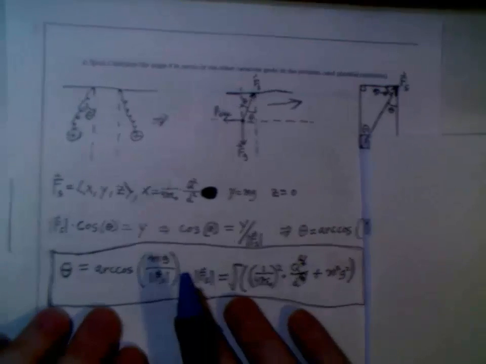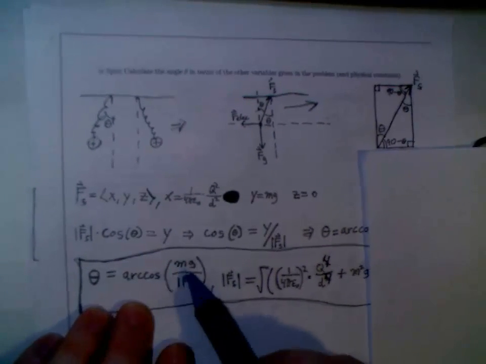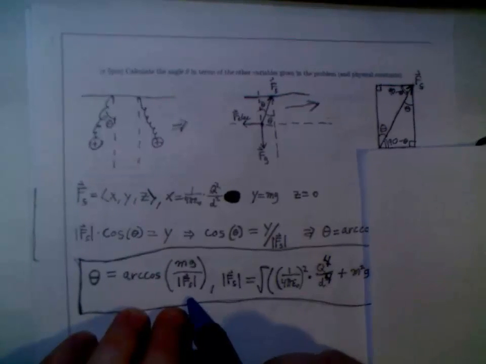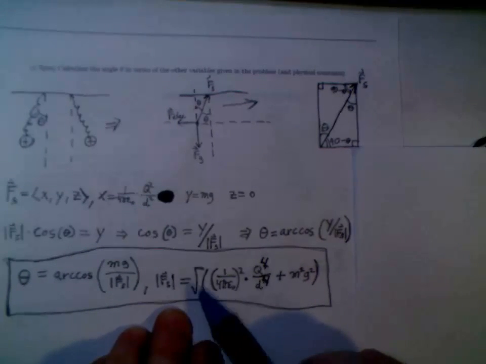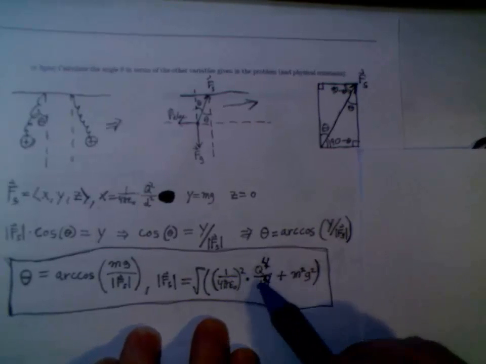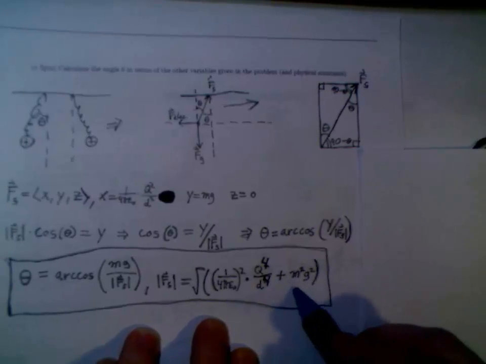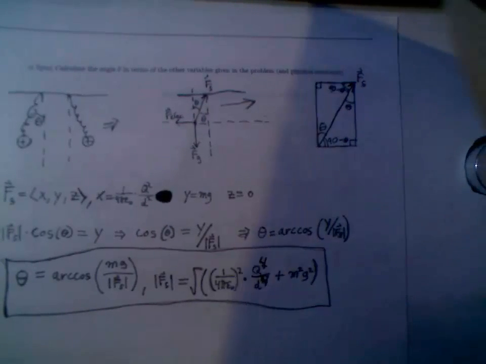That leads us to our final answer here, which says that theta is equal to arc cosine mg over the magnitude of the force of the spring, where the magnitude of the force of the spring is, again, the square root of 1 over 4 pi epsilon naught squared times q to the fourth over d to the fourth plus m squared g squared. That's all for this question.